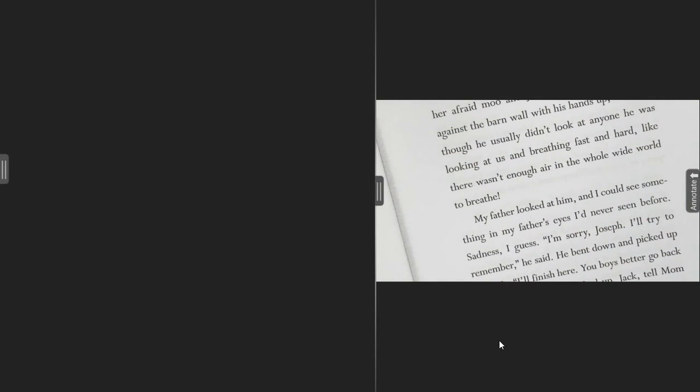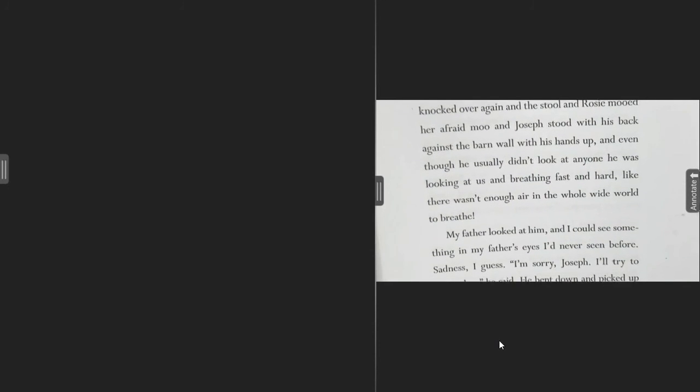Oh, it's colored. All right, which part of page 9, Gretchen? And it's tricky. Make sure you find the right line in there. It starts with, then he walked behind Joseph to pick up his nails, he sat, and then bang, Joseph looked up as if something had exploded beneath him. Keep reading, Gretchen. The nail got knocked over again and he stood on the stool, and Rosie moved her afraid move. And Joseph stood with his back against the barn wall, with his hands up, and even though he usually didn't look at anyone, he was looking at us and breathing fast and hard, like there wasn't enough air in the whole wide world.